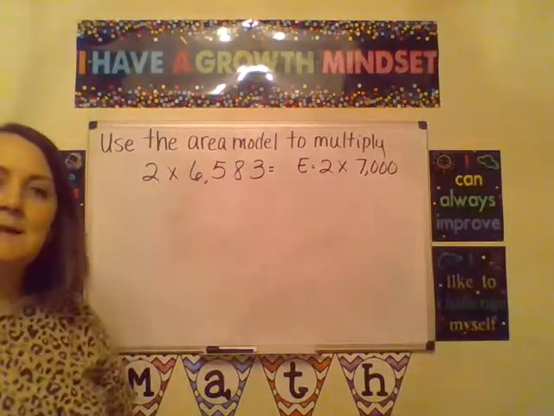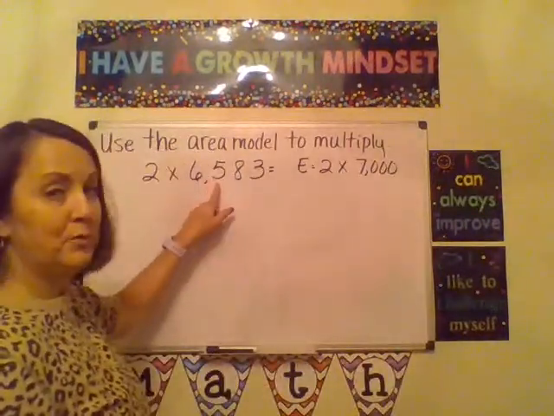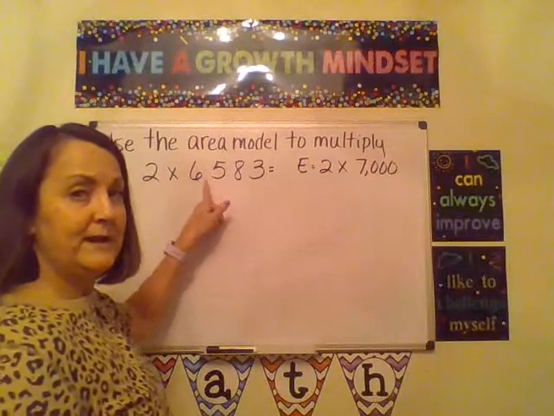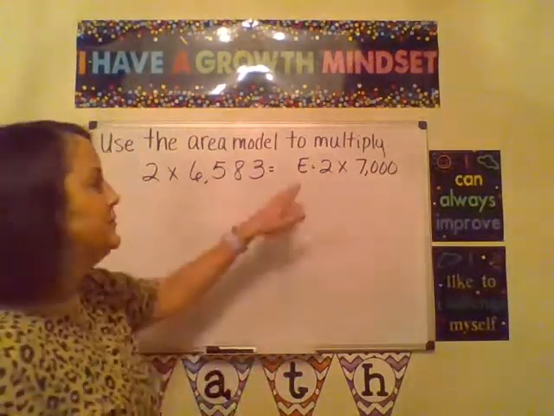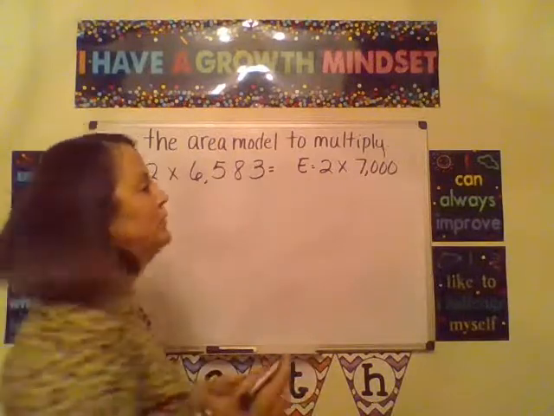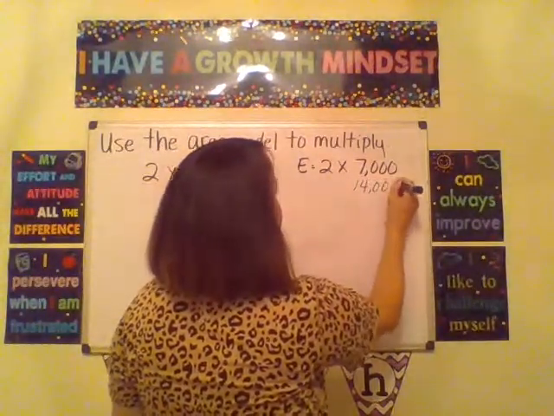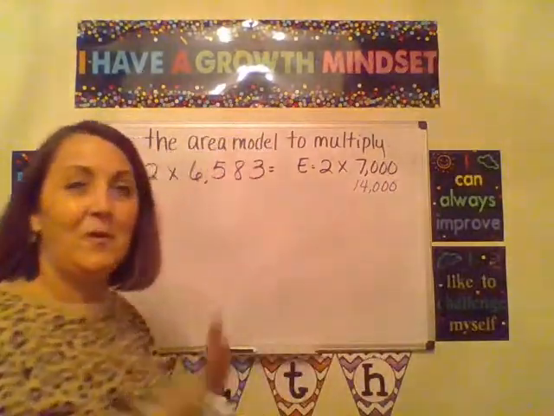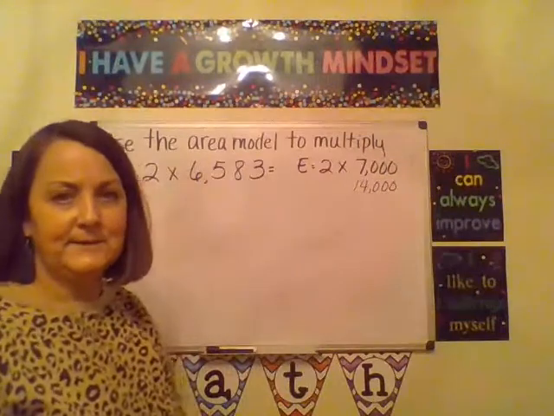6,583 is between 6,000 and 7,000. And our midpoint is 5. So I know that I need to round this to 7,000. So 2 times 7,000 equals 14,000. So our estimated product or our final product will be close to our estimation of 14,000.